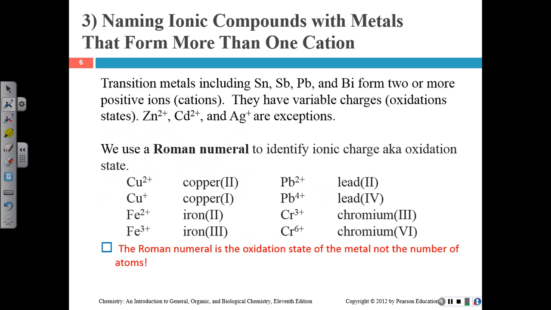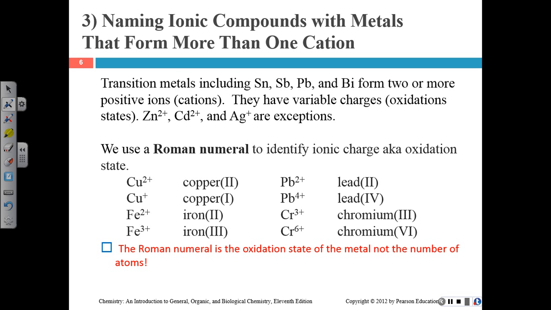Third classification. This one is a little bit more complicated, but I'm going to try to make it as easy as I can for you. This includes transition metals, so anything in that group B area in the middle there, and then it includes tin, antimony, lead, and bismuth, which we already pointed out where those are. The reason that these are in a different classification is because they have variable charge.